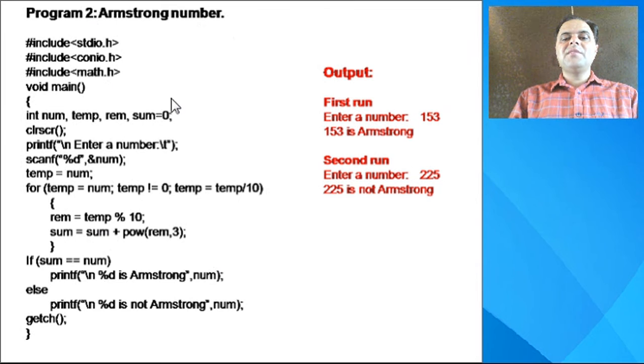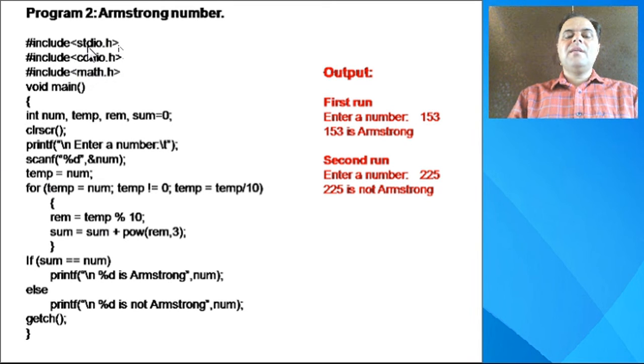Armstrong number. What is Armstrong number? If we add the cubes of the digits of a number and if it becomes the number, then it is called Armstrong number. For example, 153. 1 cube plus 5 cube plus 3 cube: 1 plus 125 plus 27. It becomes 153. So 153 is an Armstrong number.